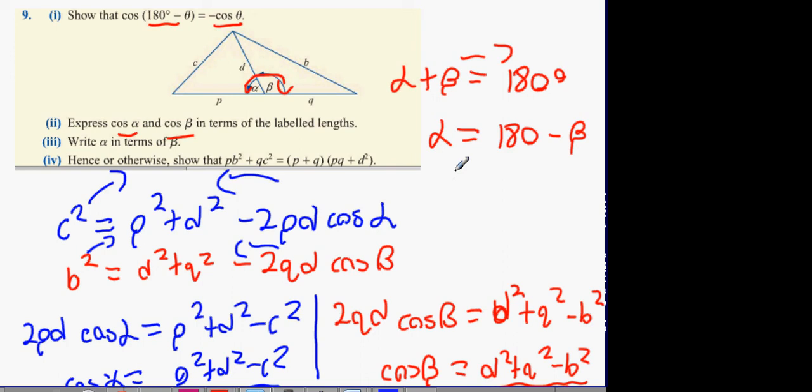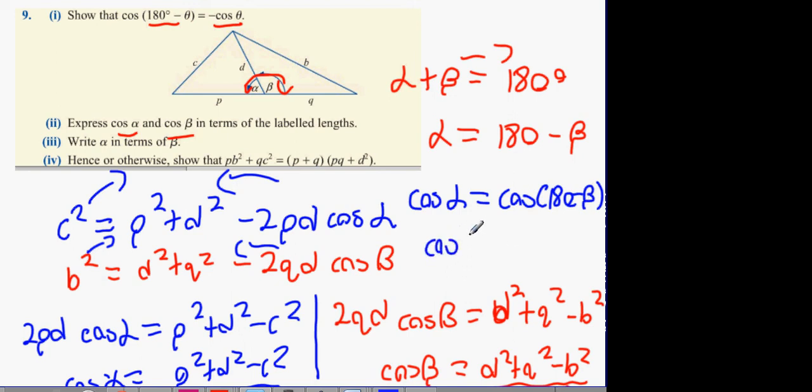100, so I'm going to expand this a little bit now, okay? It wouldn't have given me the start if I wasn't going to use it, so I'm just going to write down something underneath here. I've only figured this out now, first time doing this question. I reckon they're looking for me to do something like this. Cos alpha equals cos 180 minus beta.